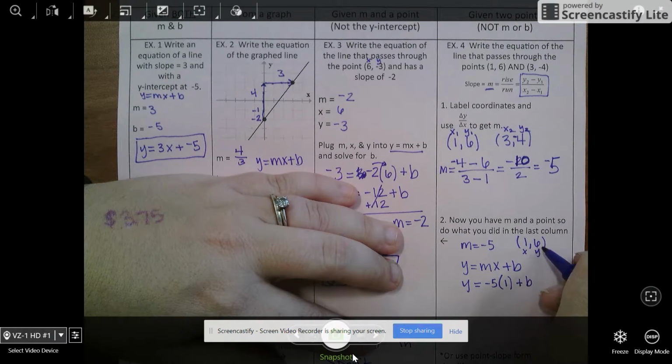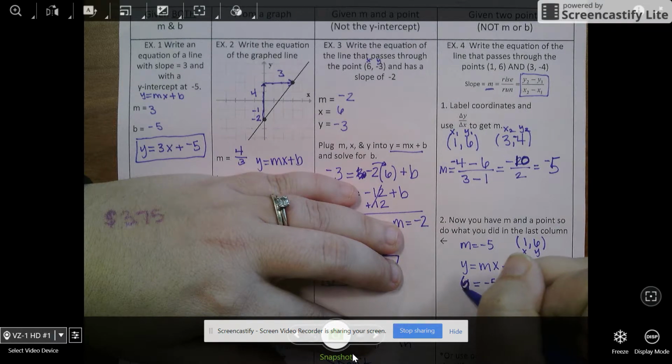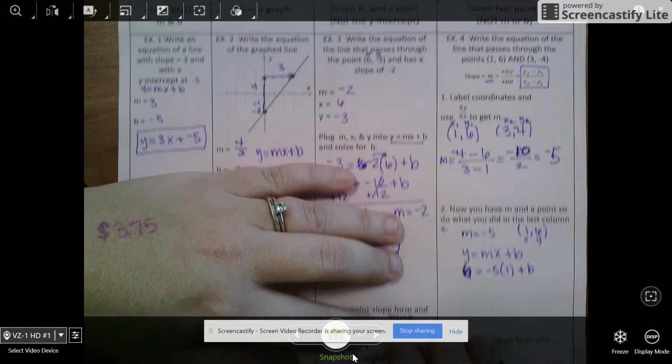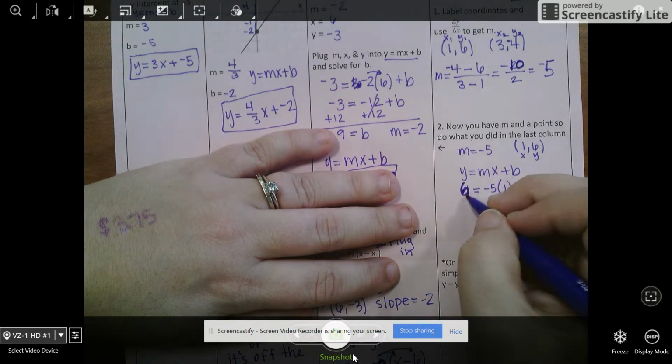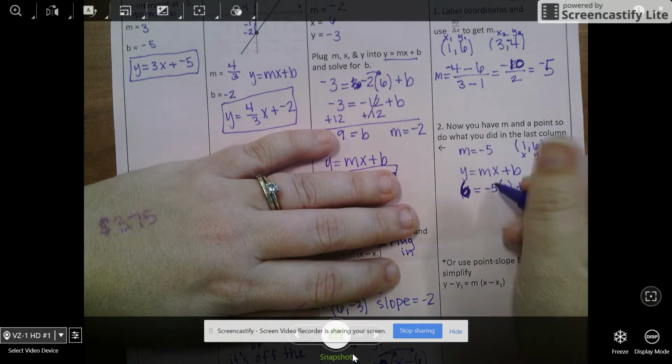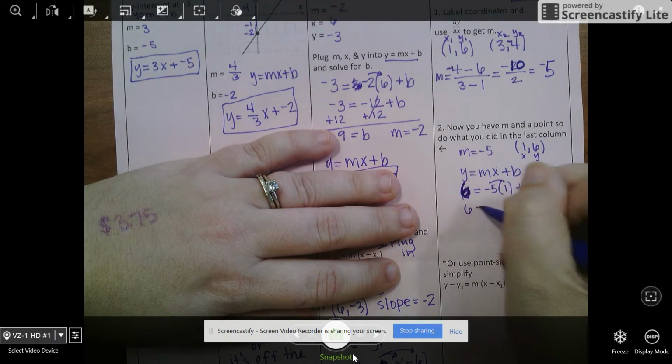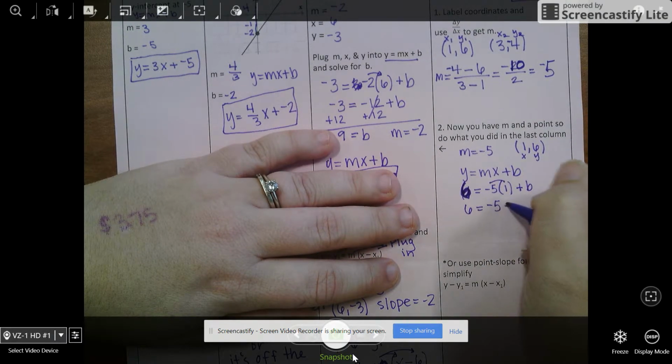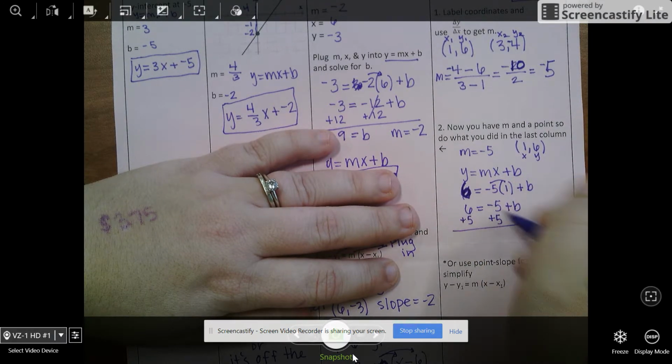Ooh, and I forgot y. Y was 6. Okay, so now I'm going to simplify this. So I'm going to distribute. So I got 6 equals -5 plus b. I got +5 plus 5. And I got 11 equals b.